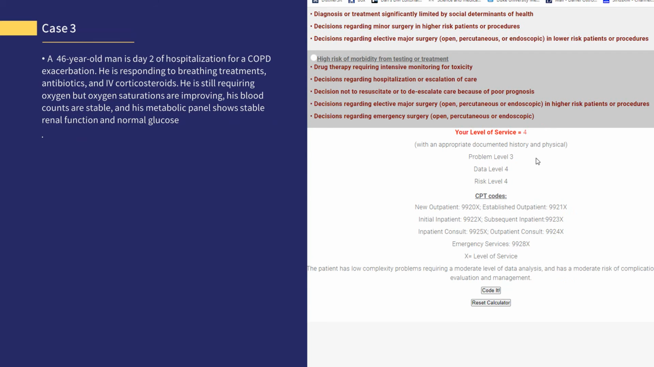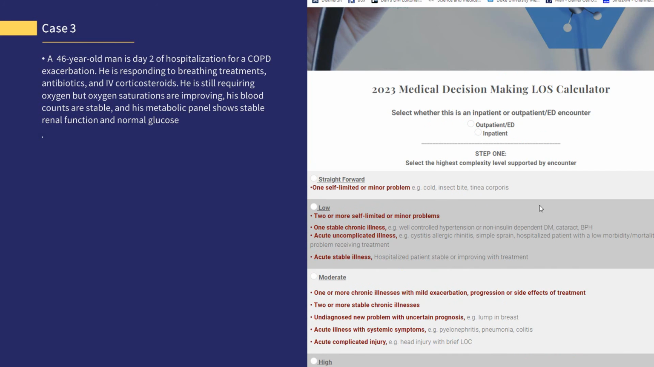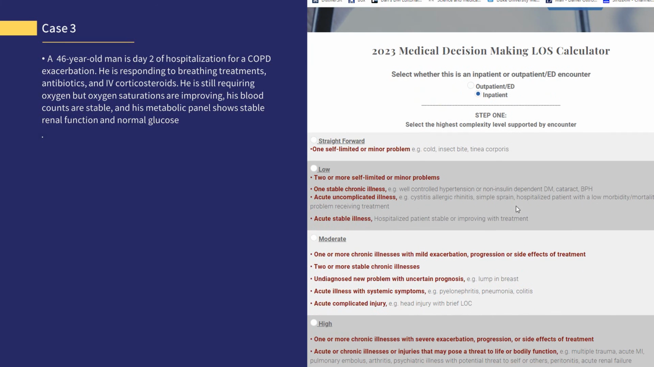In this last case, a 46-year-old man is day 2 of hospitalization for a COPD exacerbation. He's responding to breathing treatments, antibiotics, and IV corticosteroids. He's still requiring oxygen, but oxygen saturations are improving. His blood counts are stable, and his metabolic panel shows stable renal function and normal glucose.